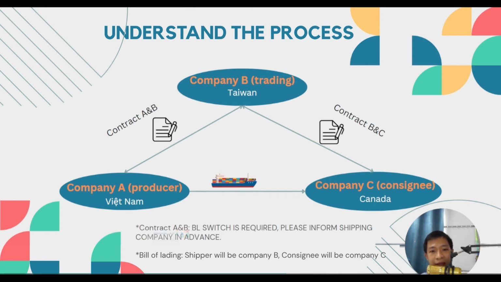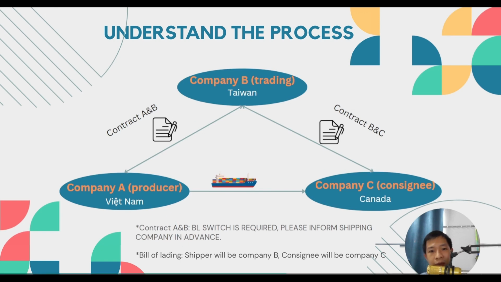About the Switch bill process, when this request is made and when the goods are shipped, on the bill of lading, the shipper at that time will not be the manufacturer. Normally, the manufacturer would be the shipper, right? So when there is a request for a Switch bill, the shipper on the bill will not be Company A. Instead, it will be Company B. The shipper will be Company B, and the consignee will not be Company B. The consignee or the recipient of the goods will be Company C.